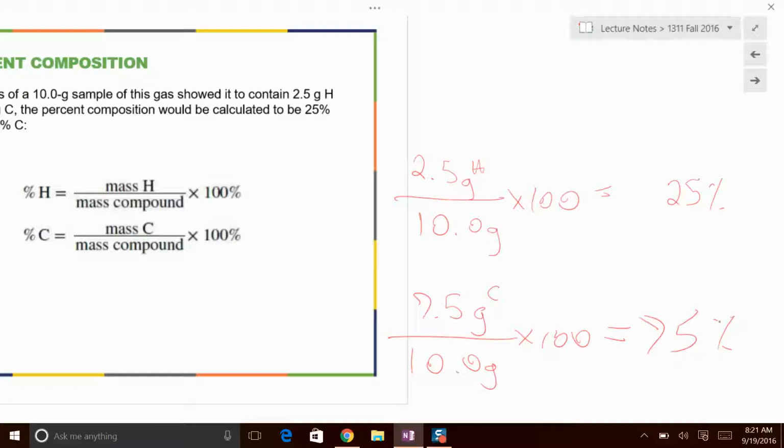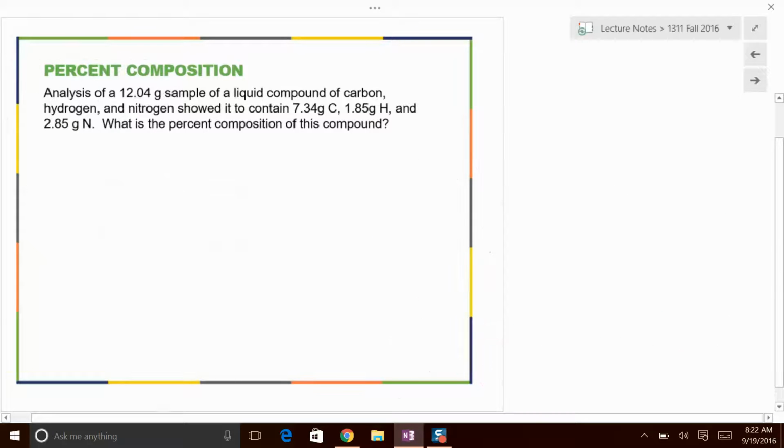So these percentages, these percent compositions, will later help us determine these empirical formulas and things. So they'll become very useful.